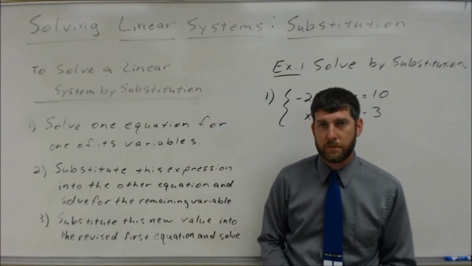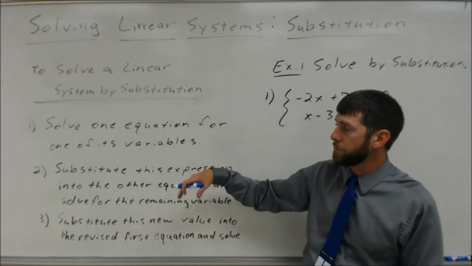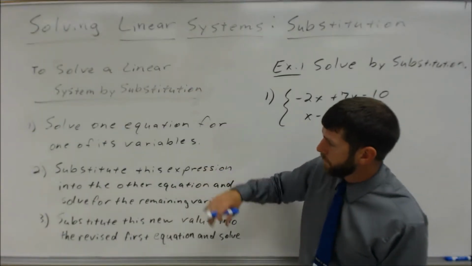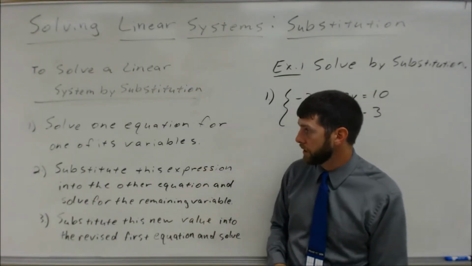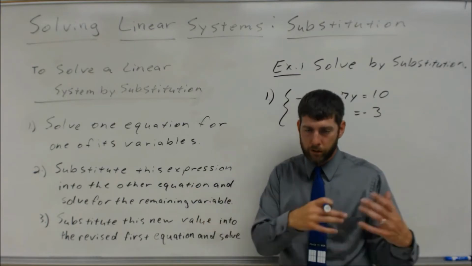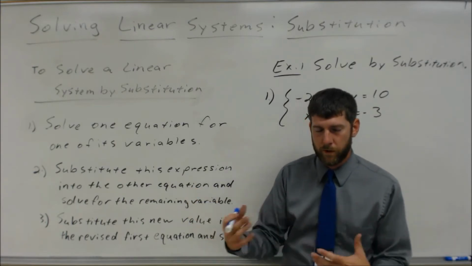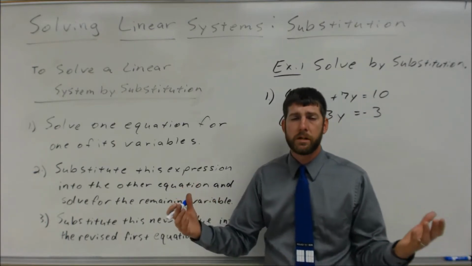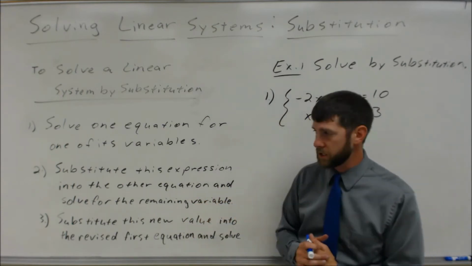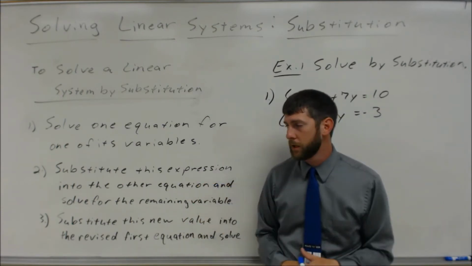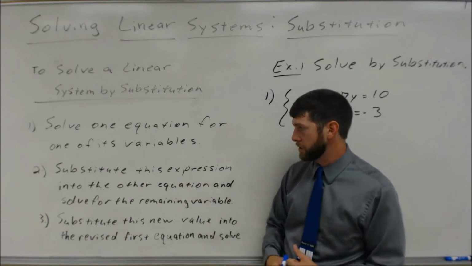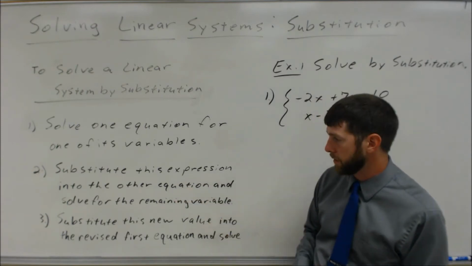As you can see here, we've got our steps for solving. To solve by substitution, solve one equation for one of its variables. So get it to y equals some expression, or x equals some expression. Could be b or c or z equals some expression. One variable solved to equal an expression with the other variable in it.